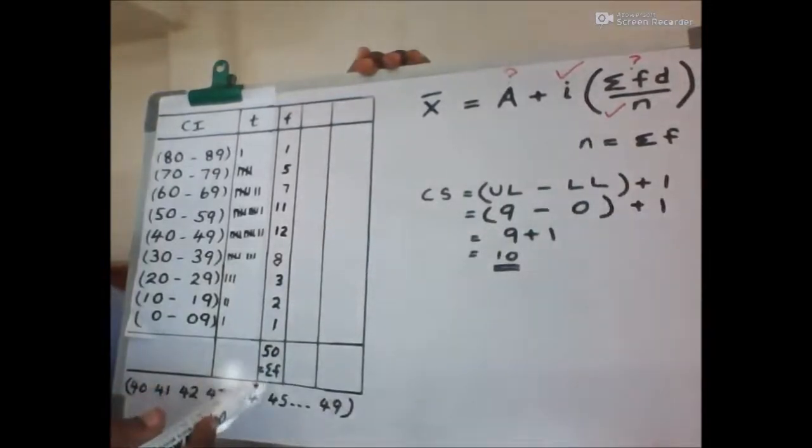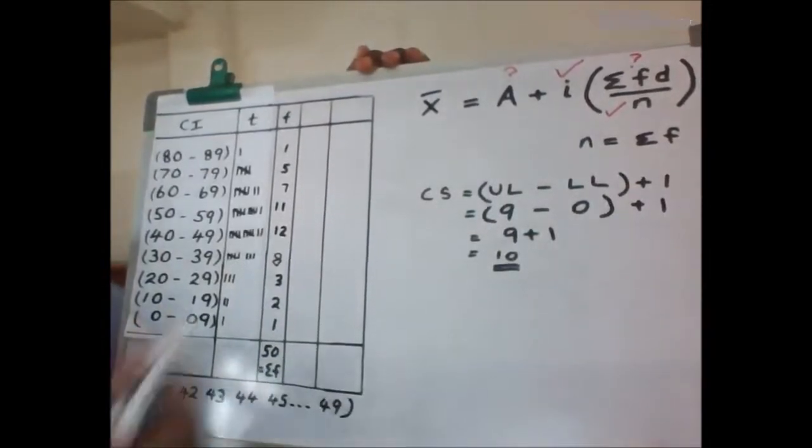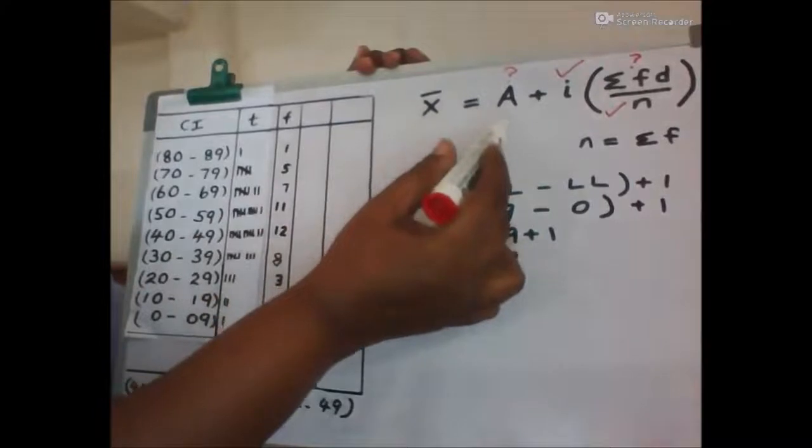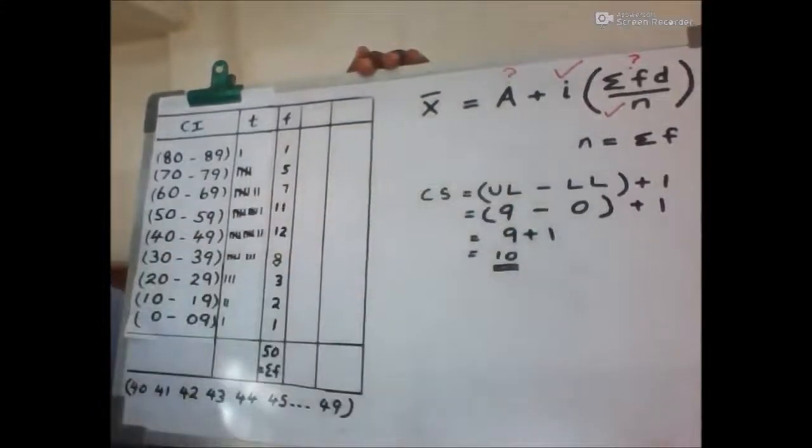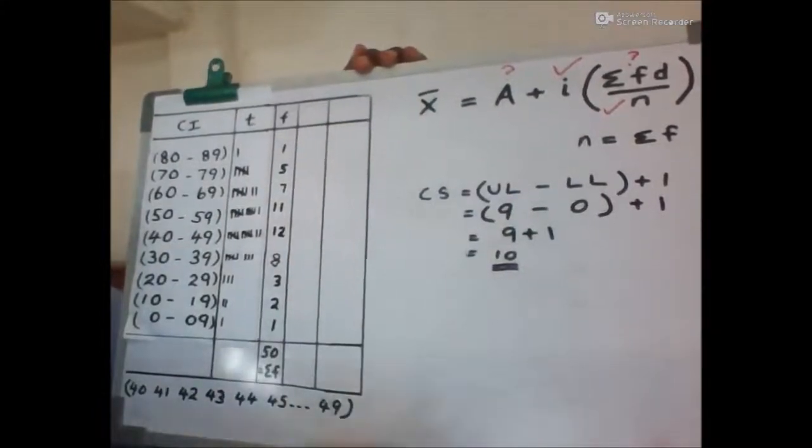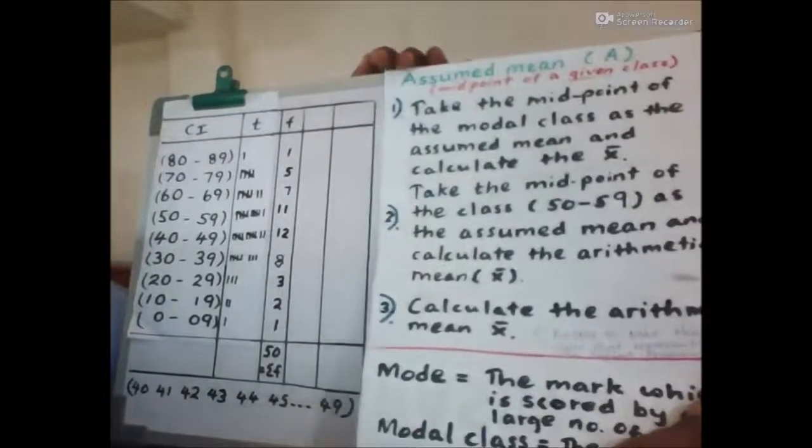Yeah, summation F. Now we have to find A. A means the assumed mean. Assumed mean. Now, once again we'll come to this one.